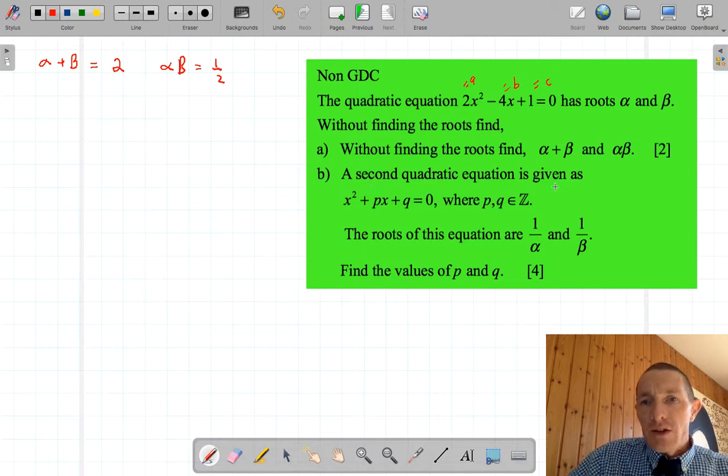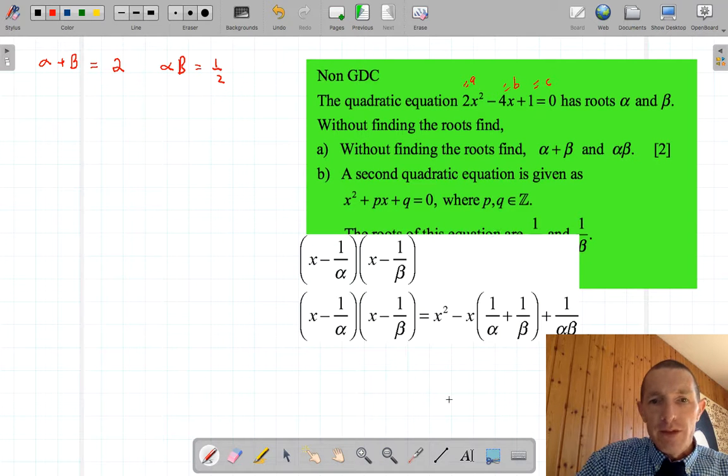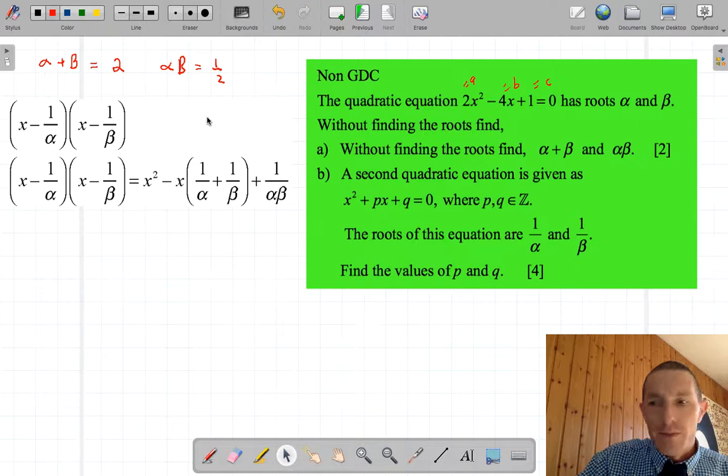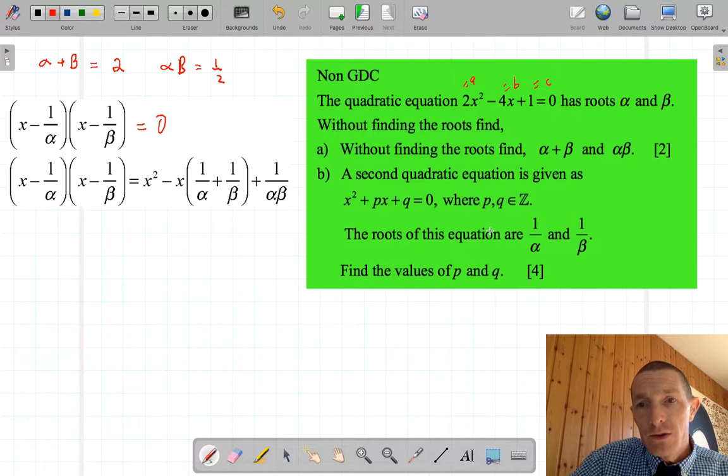Okay, second quadratic is given as this, and it has these roots. So if these are the roots, immediately I can go in and write this down. With one little exception, I need to make this equal to 0. So where did I get this from? If this is a root, then it will factorize to this, and they're both roots, and is equal to 0. Once I've got that, I can expand it.